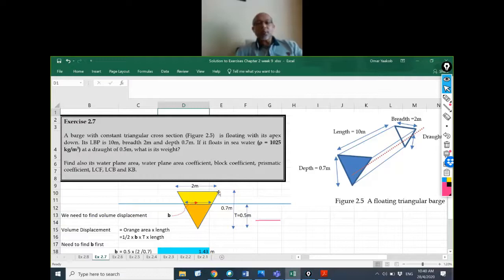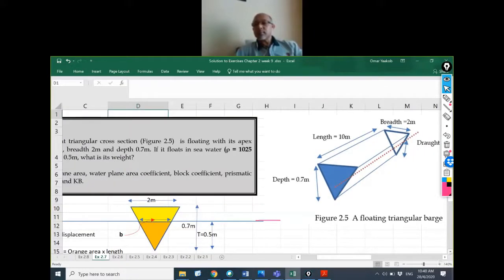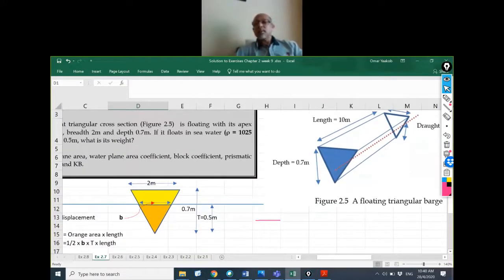The yellow one is the freeboard. So this is freeboard. So this is depth 0.7. This is draft 0.5. So the difference here is the freeboard. So we don't care about the freeboard. What we want to know is the breadth at this part because we want to calculate this area. If we know this area, okay, this orange part, then we can, this is this area here.